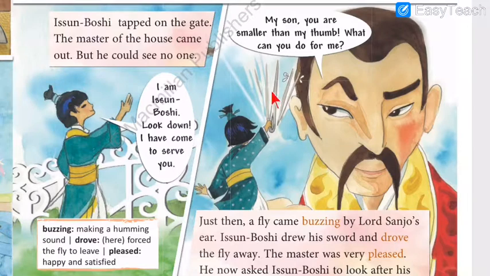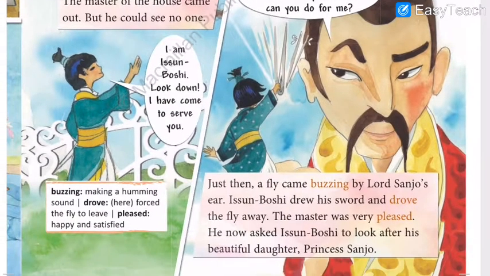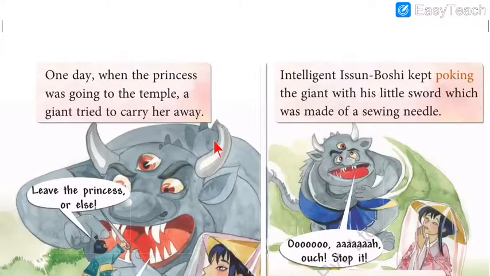He saw the readiness of Ishubosi to do anything to prove himself. Obviously, to draw away a fly is not a big deal. You can easily do it by just waving your hand. But Ishubosi was proving himself. So Lord Sanjo was very happy, and he further gave Ishubosi the duty to take care of his daughter. The name of the daughter of Lord Sanjo was Princess Sanjo. Now let's see what happened.